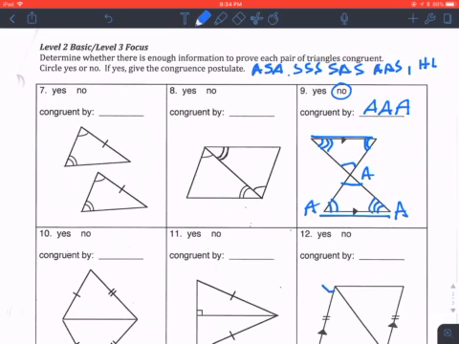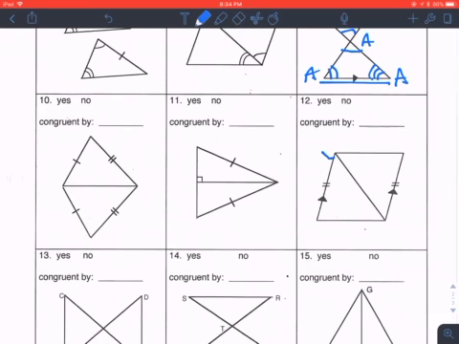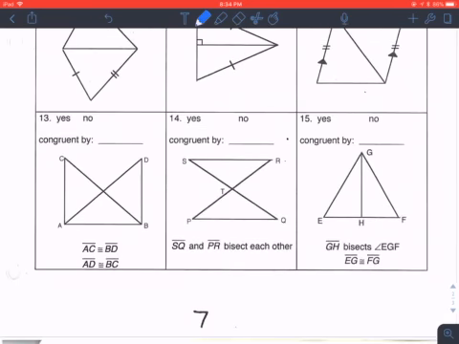All right, so let's go down and look at number, I said I wanted to do 13. This is the last one, then you're going to work on page 7. Okay? So if you look at number 13, we're given that AC is congruent to BD. So I'm going to go mark those two. AD, this side, is congruent to this whole side. So right now I have a side, side.